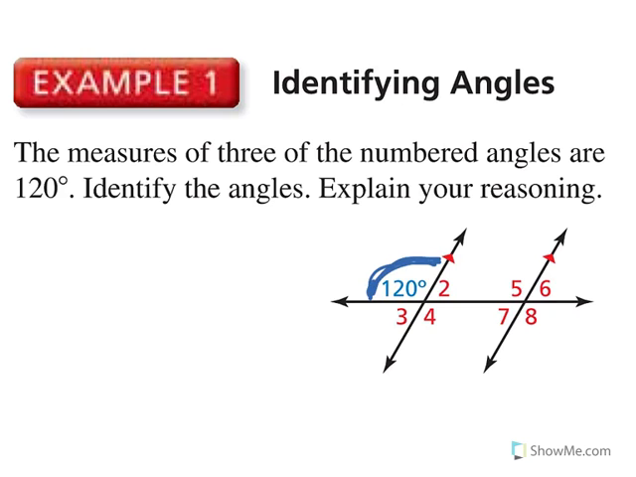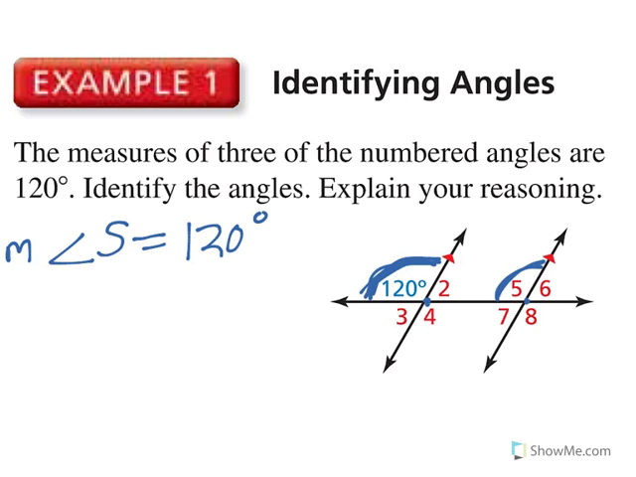So think about this one. First, let's think about our corresponding angles. Corresponding angles are ones that are in the same position. So if this one is top left of my intersection point here, then I want top left of my other intersection. That would be angle 5. So that would be one of my answers. Angle 5 would also be 120 degrees. I could write it out as the measure of angle 5 is 120 degrees. That's the only corresponding angle.